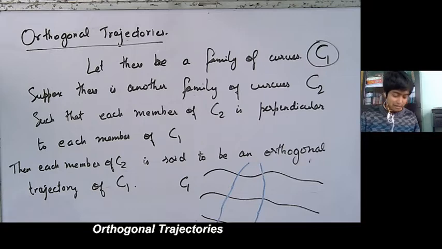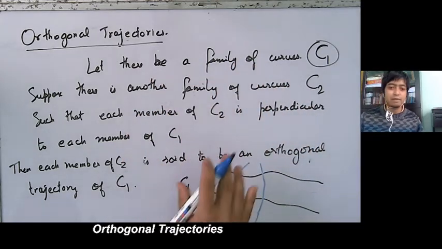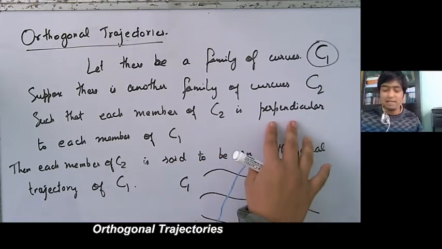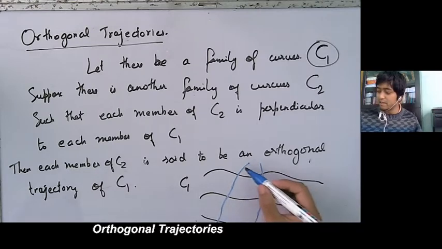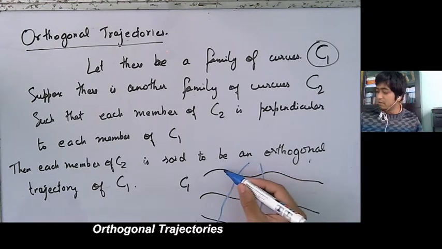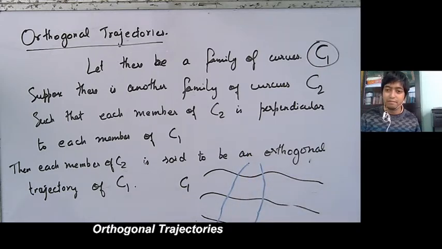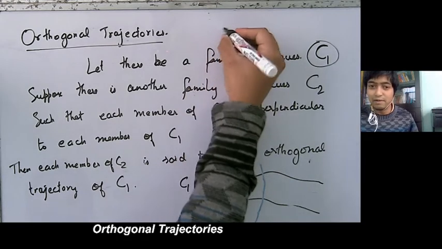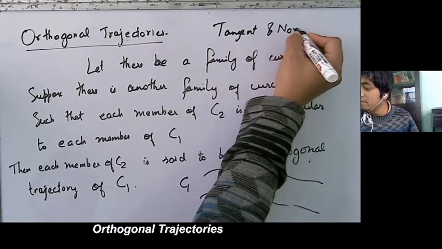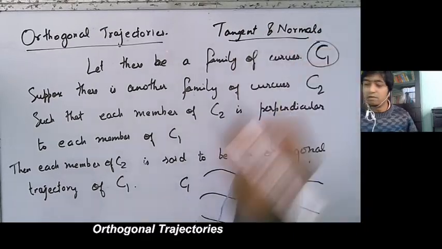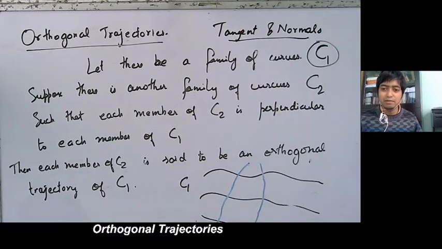So now comes the question: how exactly do we determine orthogonal trajectories? Because over here we are dealing with curves, what do we mean when we say that one curve is perpendicular to another, just as we are saying over here this blue line is perpendicular to the black curve? You must remember something very important: we will use tangents and normals to know when a curve is perpendicular to another curve.